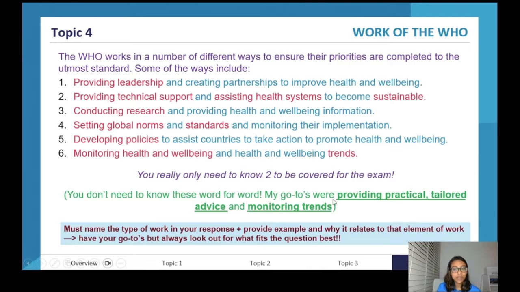My go-tos were providing practical, tailored advice and monitoring trends. But it really depends, so have your go-tos, but always look out for what fits the question best. So I did put this little tip down here. Know the name, and the rest will come from knowing the name. So know this first red bit to prompt your knowledge about the rest.